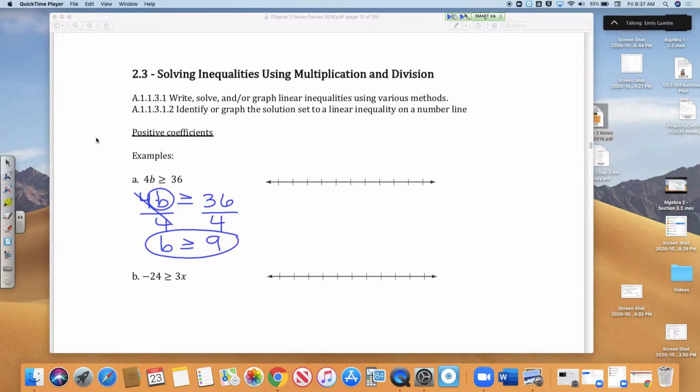We come over here to the graph. The endpoint is 9, and that would be a closed circle. And anything greater than or equal to it would be anything to the right.